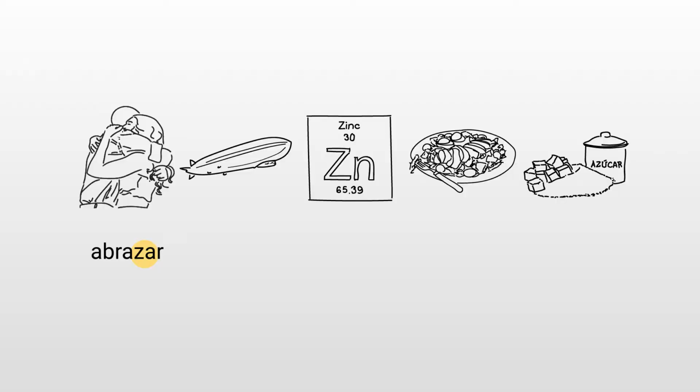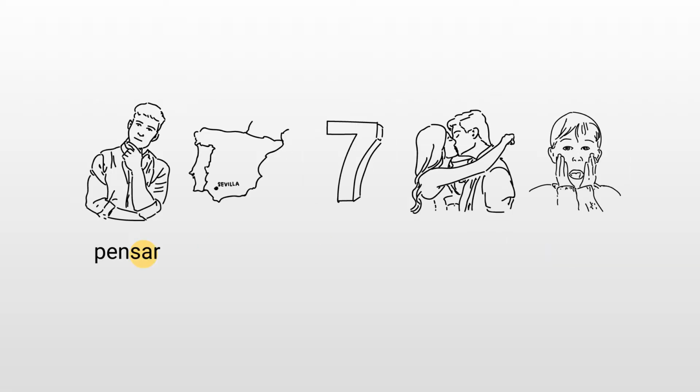In English, we make a buzzing sound when we pronounce Z, as in zoo. This doesn't happen in Spanish. Z and S are always pronounced the same way. Then we say abrazar, zeppelin, zinc, almuerzo, azúcar. And also pensar, Sevilla, siete, beso, and asustar.